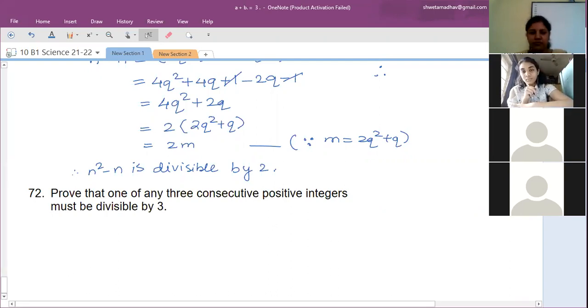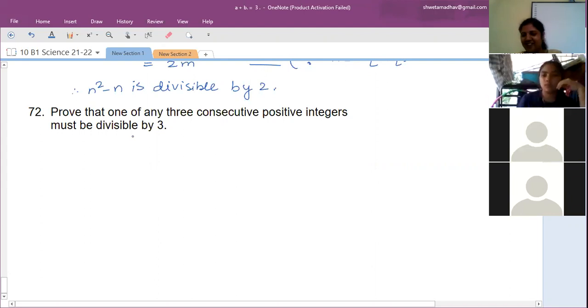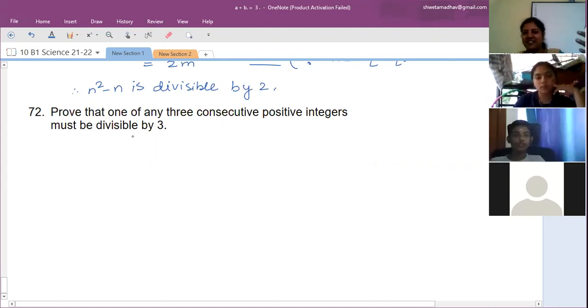Meaning clear? Yes, ma'am. First understand the meaning and then we will start solving. Ma'am, we know this, like the table of 3, the numbers are multiples of 3, so it's obvious. n, n plus 1, n plus 2. But we have to prove it by Euclid's division lemma. Okay, so let n be any positive integer.